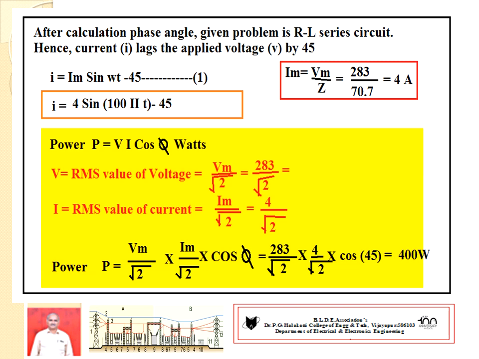You convert voltage into RMS value, current into RMS value. So, RMS voltage equal to Vm by root 2, that is 283 divided by root 2. RMS value of current Im by root 2, 4 divided by root 2. Then you substitute these values in power expression. Power equal to once again VI cos phi, RMS value of voltage, RMS value of current and power factor. So, Vm by root 2, Im by root 2 into cos phi. So, you substitute all values and we are going to get the power as 400 watts.